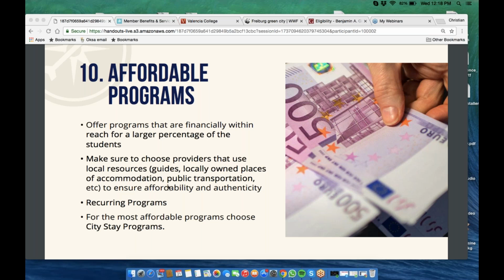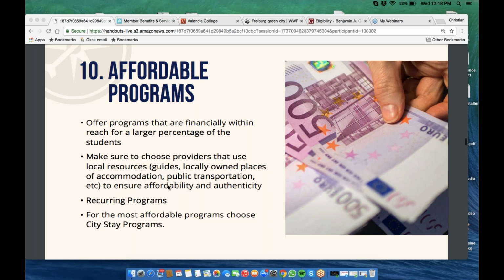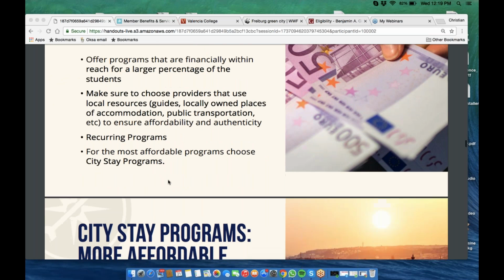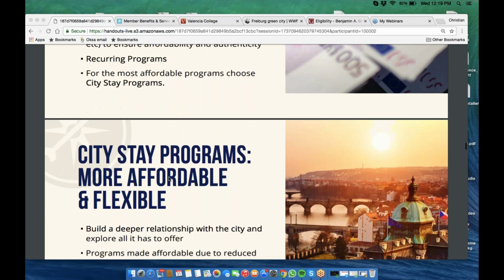Recurring programs are excellent. We always suggest schools pick a few strong destinations and have those programs offered year after year, for a certain amount of time. Obviously, you want to have diversity and change it up, but have programs that are recurring, because students may want to go to Costa Rica, for example, but they can't go this year because they don't have the funds. But then you say, hey, don't worry, it's always going to be there next year. For the most affordable programs, by far the thing that you can do is choose city stay programs. Okay, I'm going to go over city stay programs with you for a little bit.